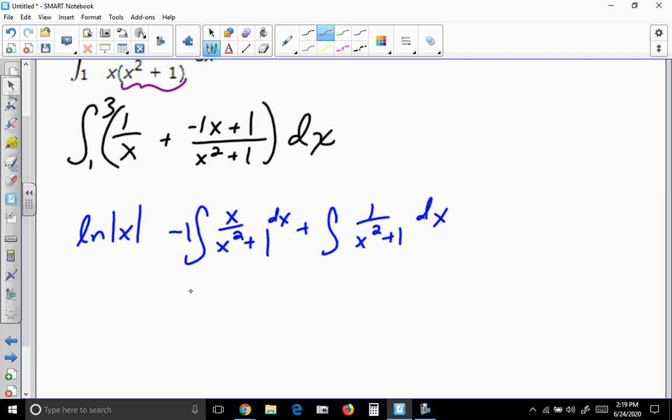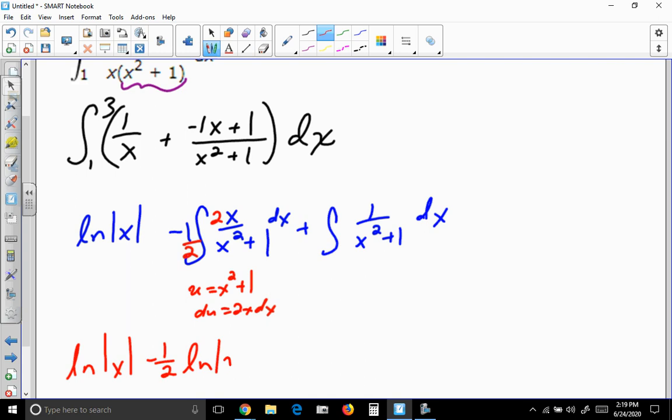For this one, if we let u be x squared plus 1, du is going to be 2x dx. So if we pick up a 2 here and divide by 2 out front, then we're going to have minus 1/2, and that's going to be du over u. So natural log absolute value of u. What about this one? If that's u, du is 2x. We don't have any x's up top. But notice what this is.